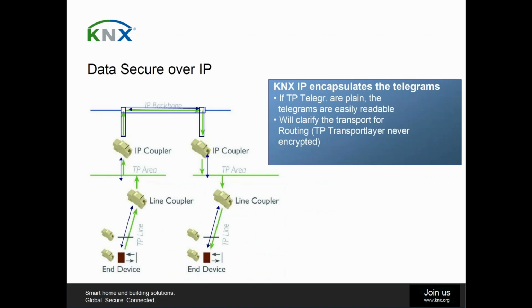That of course means that if you have an old IP router or whatever coupler, then it's no problem for an old router to really route the data secure telegrams over its backbone, because it has the information from the transport layer, so it knows to which receiver or sender it will have to send it, and therefore you can of course use your old couplers with data secure devices in the TP line.